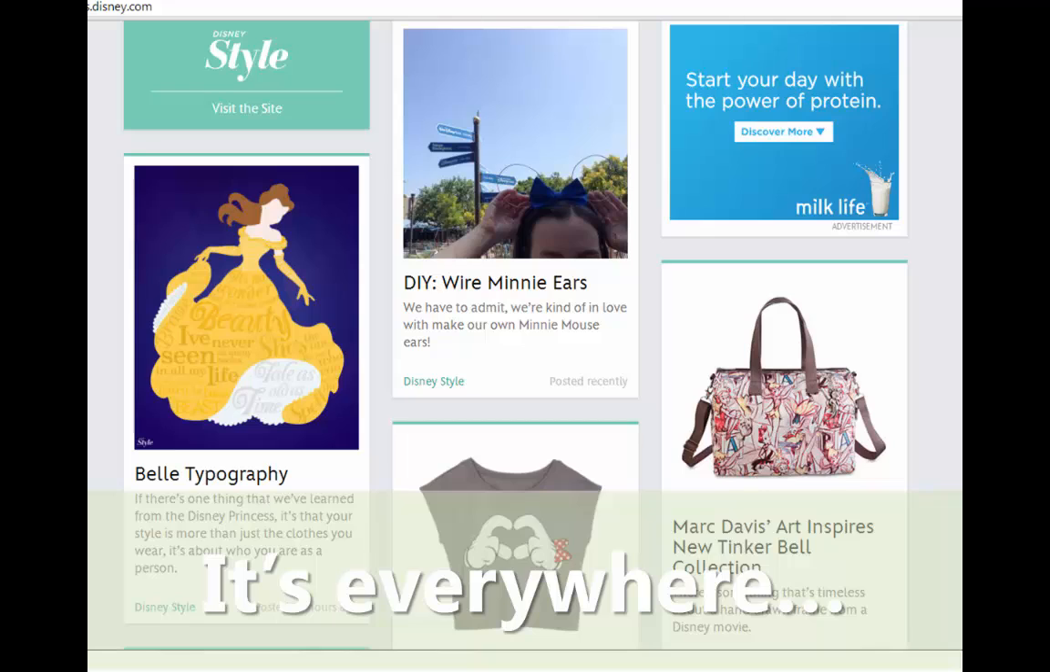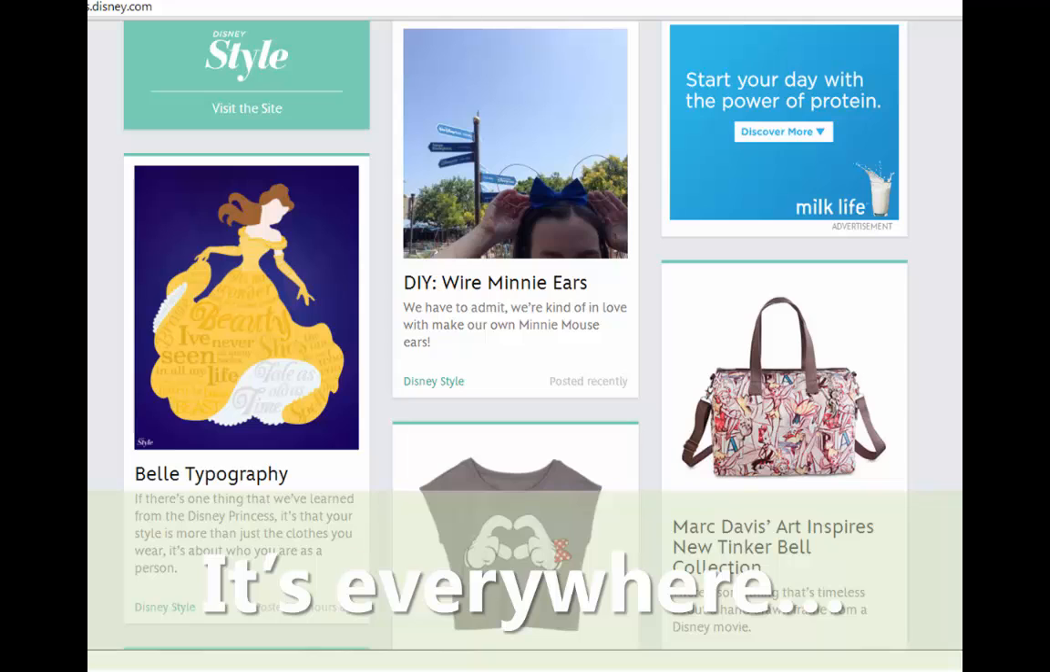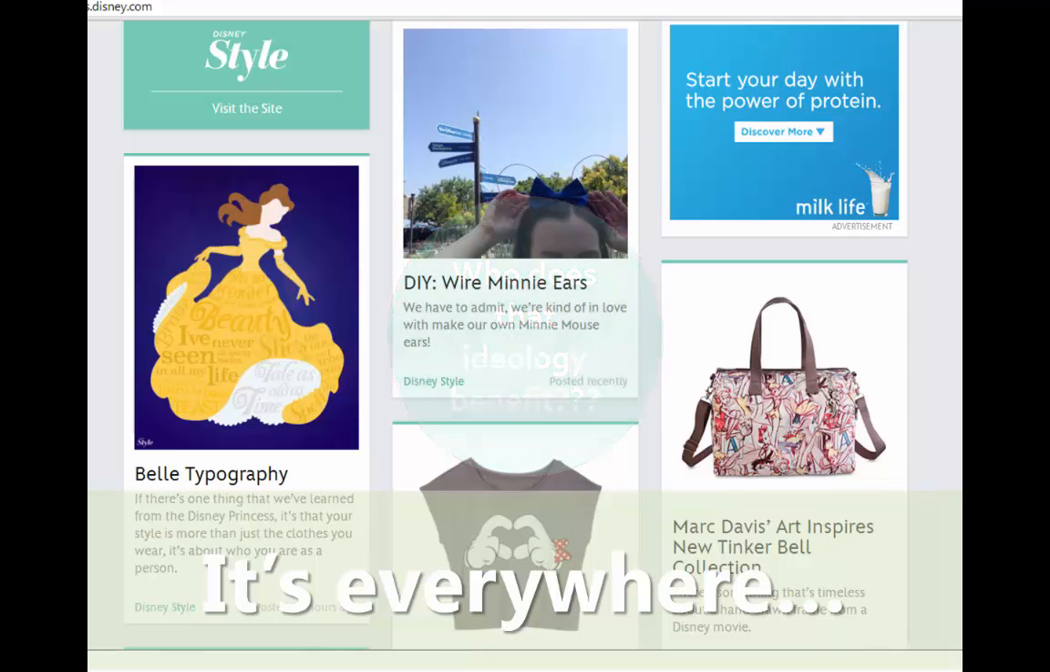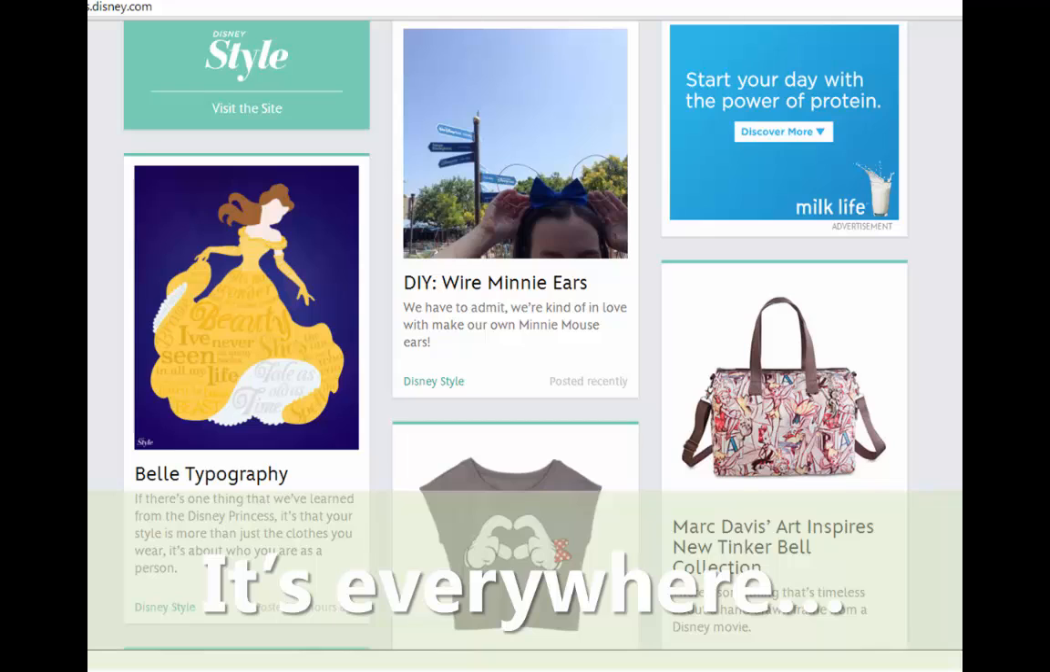Companies like Disney aren't just selling toys to kids. They're selling a lifestyle, and many would argue that they're selling an ideology. So what we need to ask ourselves is, who does that ideology benefit? And more importantly, who, if anyone, does that ideology harm? And what, if anything, do we need to do about it?